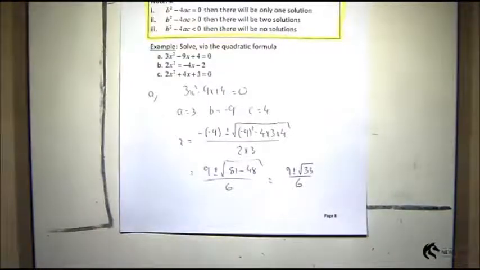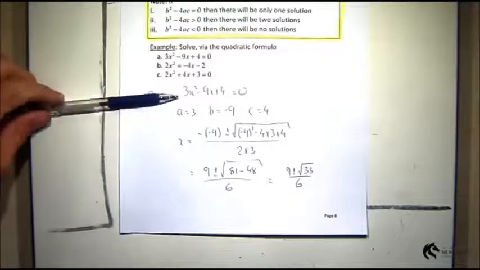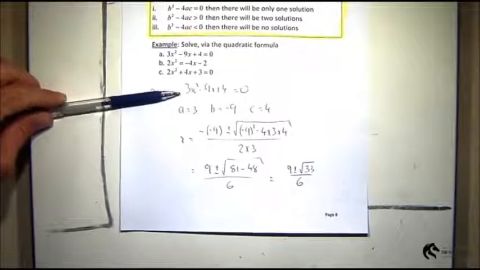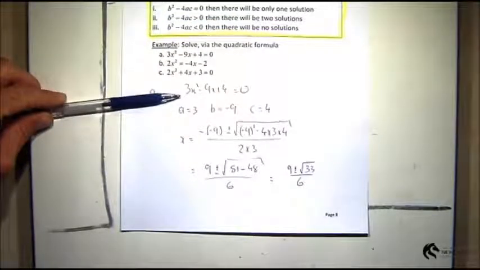I don't think I can simplify that any further, so they are my solutions. 9 plus the square root of 33 on 6, and 9 minus the square root of 33 on 6. Those numbers are fairly hard to check. Conceivably you could do it, but that's harder than solving it.